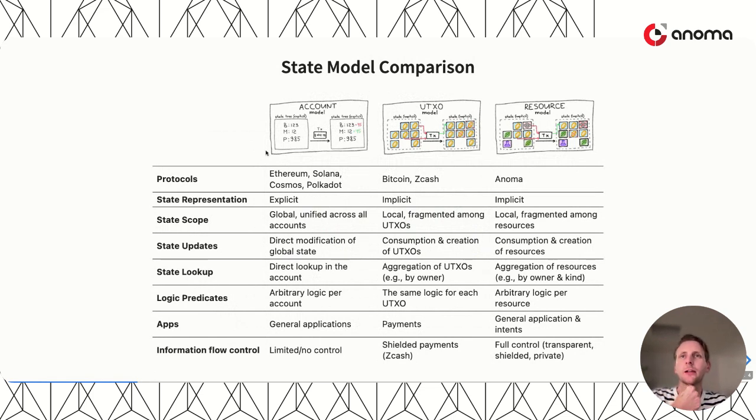The account model is probably most known because it is used by protocols like Ethereum and Solana and other blockchain protocols, whereas the UTXO model is, for example, used by Bitcoin and Zcash. The resource model is unique to Anoma, so let's look at the differences.